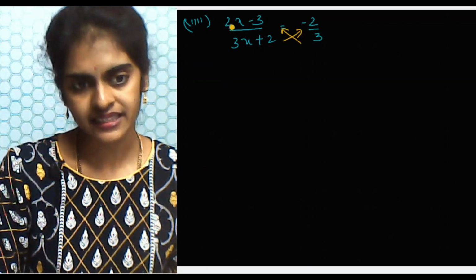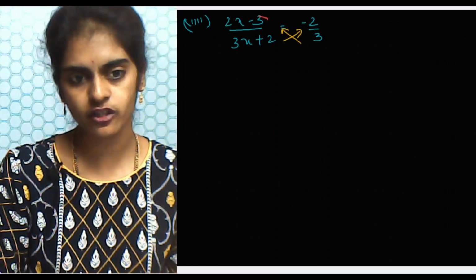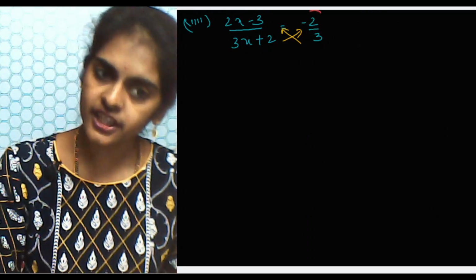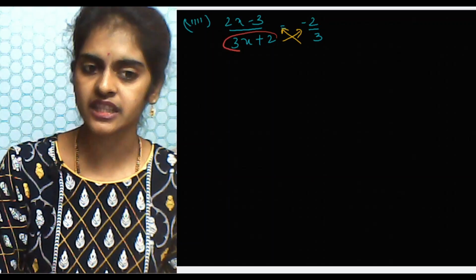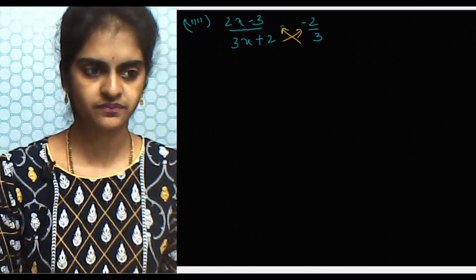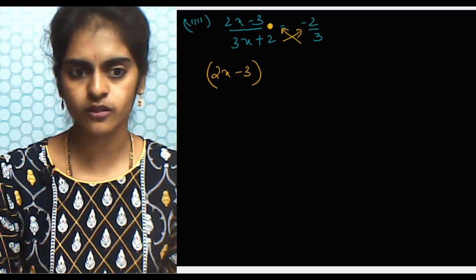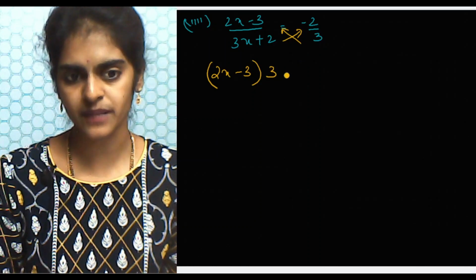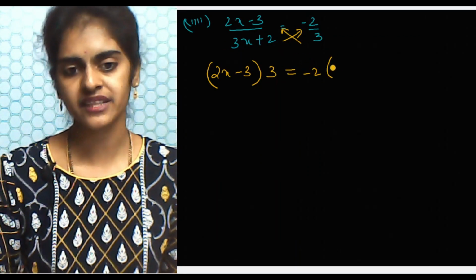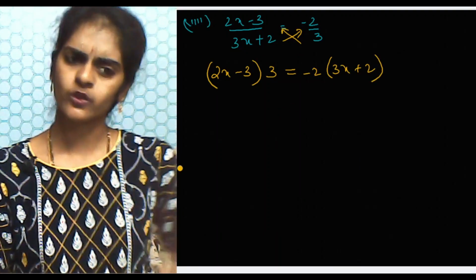That means the numerator of LHS you will multiply with the denominator of RHS, and the numerator of RHS you will multiply with the denominator of LHS. Cross multiplication. So let us do it now. Here 2x minus 3, this numerator you will multiply with this denominator, multiplied by 3, is equal to this numerator, minus 2, you will multiply with this denominator 3x plus 2. Now simple, you know the distributive property.